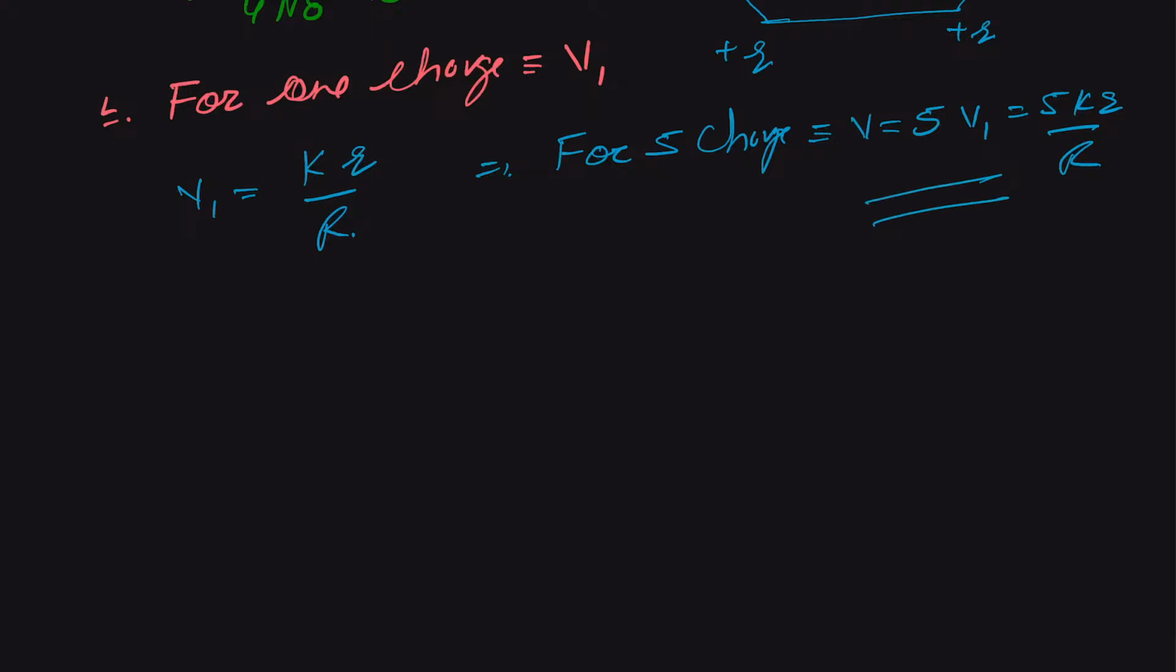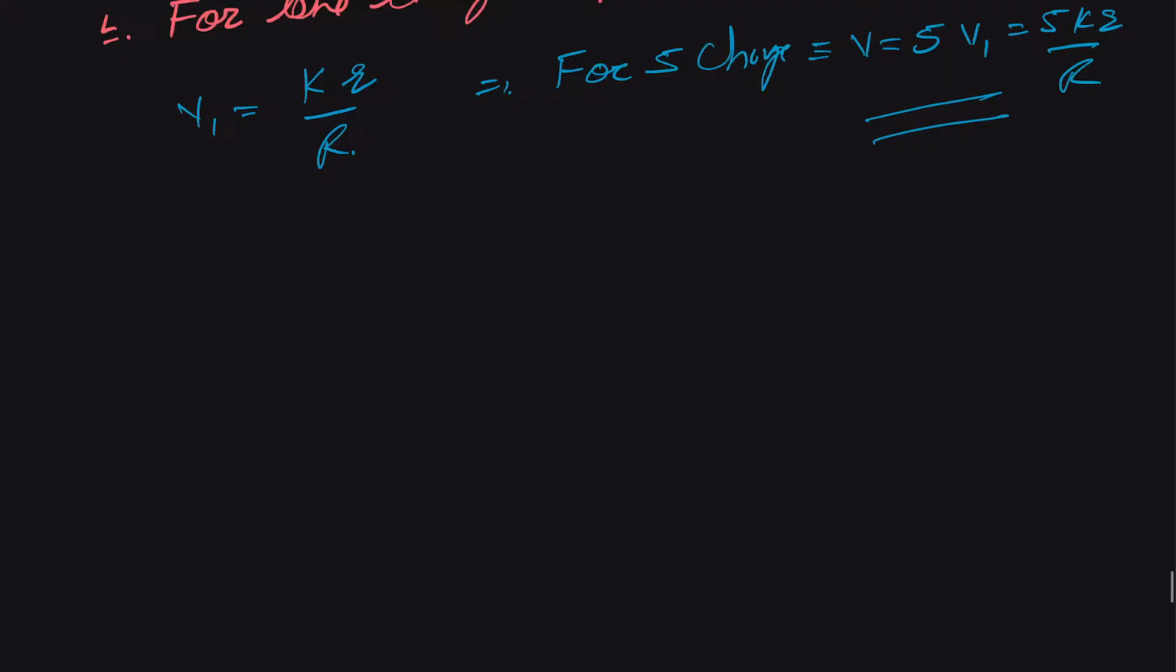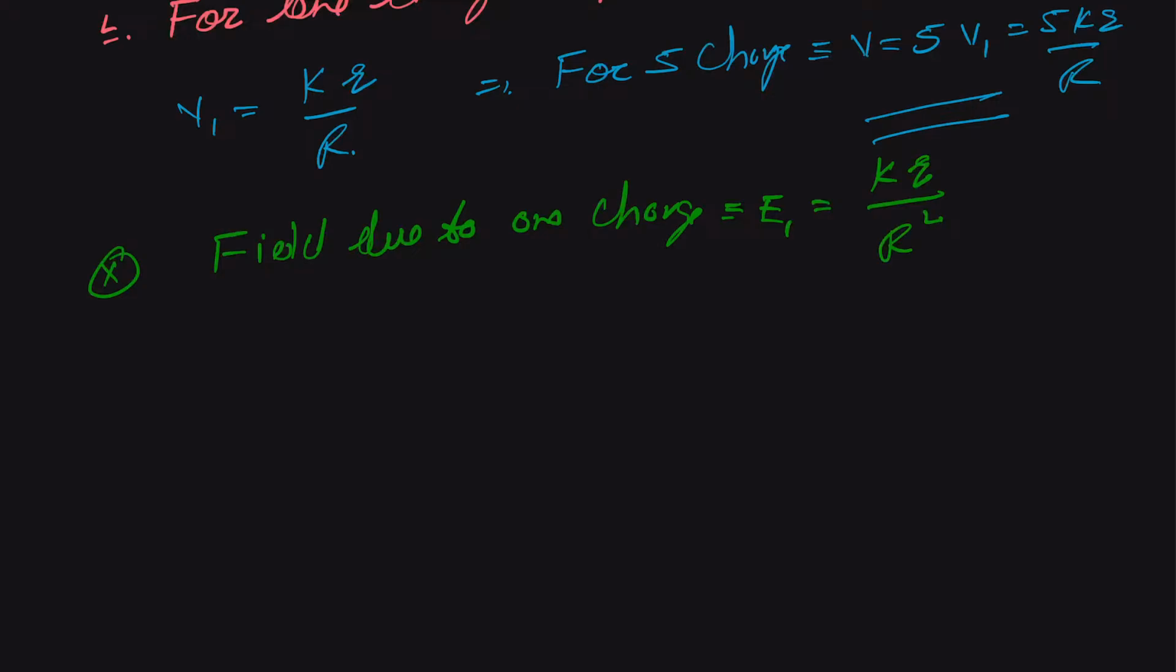And now we come to our electric field. Electric field is a vector, so direction matters. So you can say that the field due to one charge, that is our E1, will be equal to KQ upon R square. And all are positive charges, so the electric field will be pointing away from the charge.